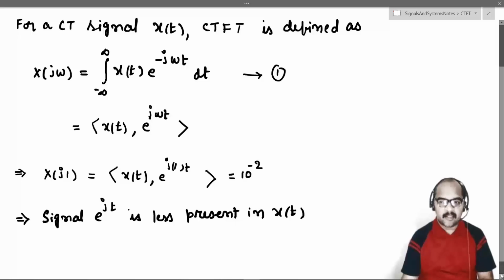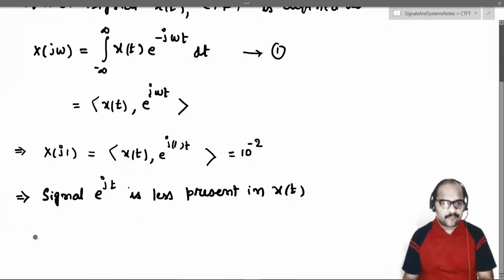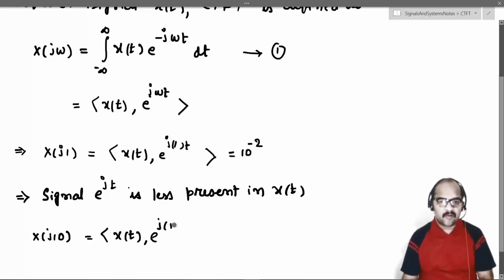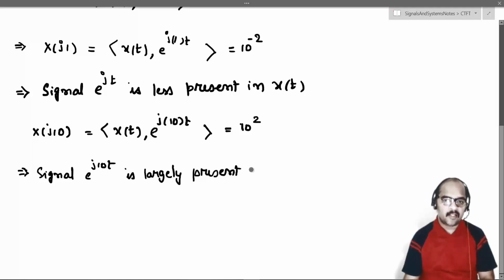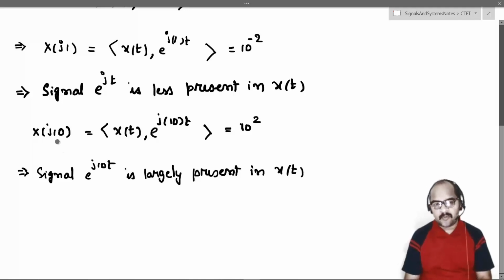With the same argument, let us say X of j10, which is the dot product of the signal with e power j times 10t, is like 10 square. What does this mean? This implies the signal e power j10t is largely present in x of t. So this is the Fourier transform of the signal at 10.